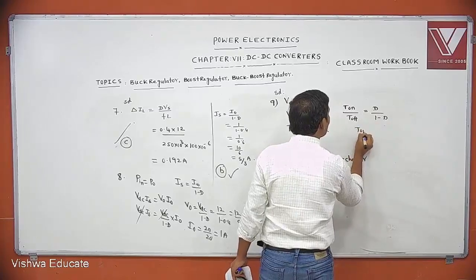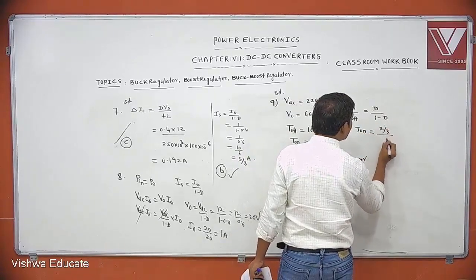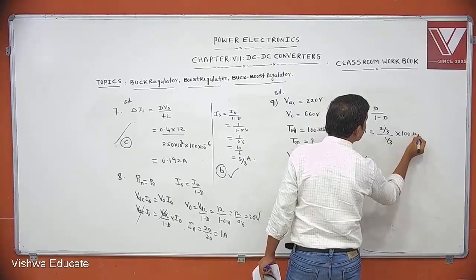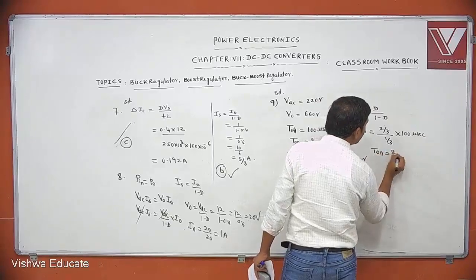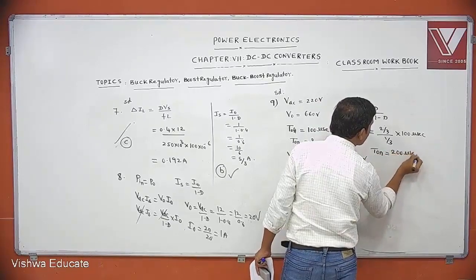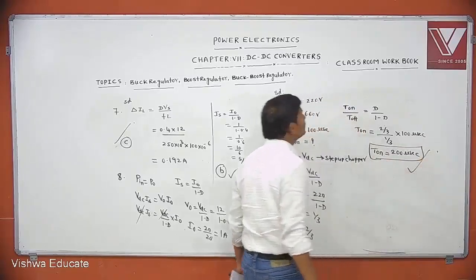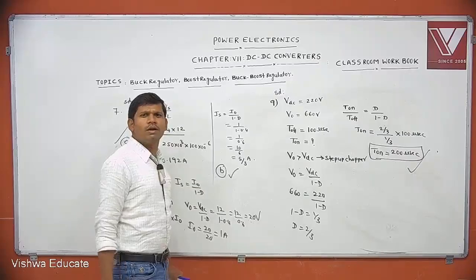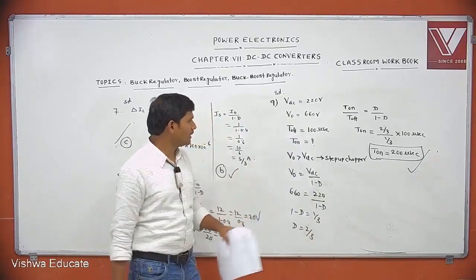Then T on equal to, what is D? D is 2 by 3. What is 1 minus D? 1 by 3 into T off. T off is how much? 100 microseconds. Then what is T on you can get? T on equal to 200 microseconds. This is on time. This model also asks in compute. The on time of the chopper equal to 200 microseconds. Clear? Concentrate. Quick.